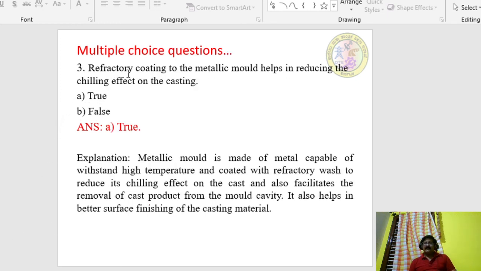Next, third one: refractory coating to the metallic mold helps in reducing the chilling effect on the casting. The statement is true or false. It will definitely be true, because the metallic mold is made of metal capable of withstanding high temperature, that is, the melting temperature of the molten metal. And if it has been coated with a refractory, this refractory coating keeps the entire metallic mold hot for a longer period of time. So definitely the option is A, true.